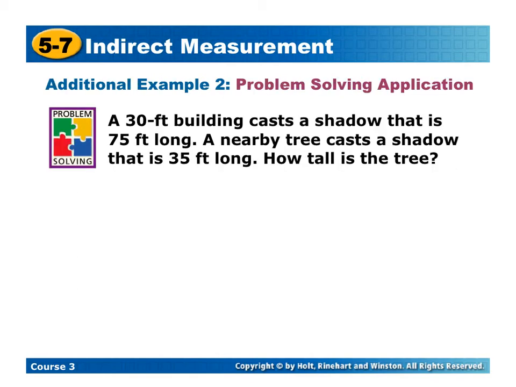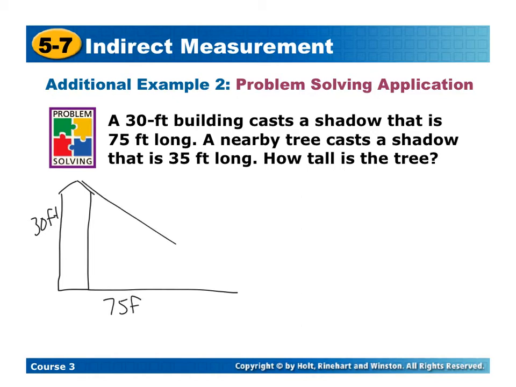Now let's look at a problem-solving application of one that we would actually use in real life. So a 30-foot building casts a shadow that is 75 feet long. A nearby tree casts a shadow that is 35 feet long. We want to know how tall the tree is. One way I like to do this is by drawing a picture. So here, if we have our building, and it is 30 feet tall, it's casting a shadow that's 75 feet.